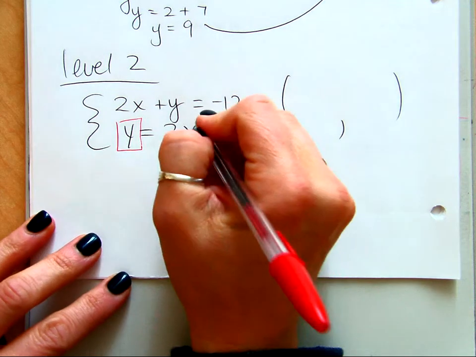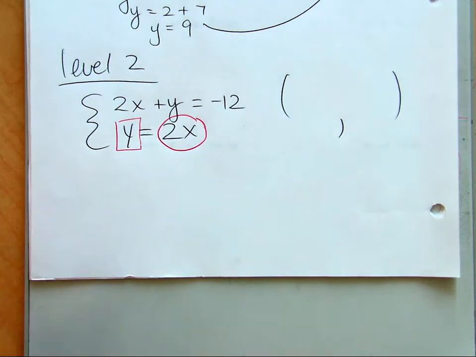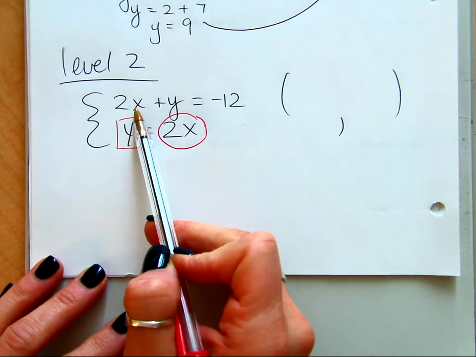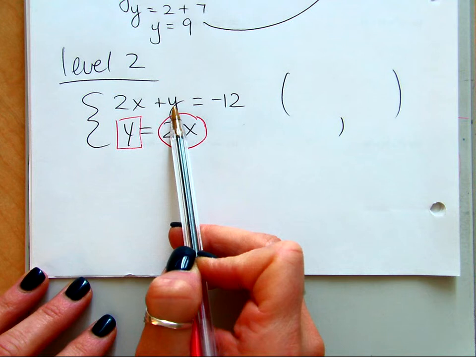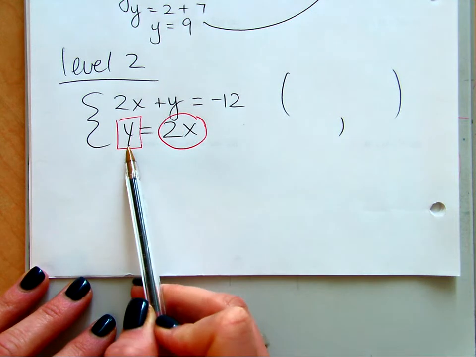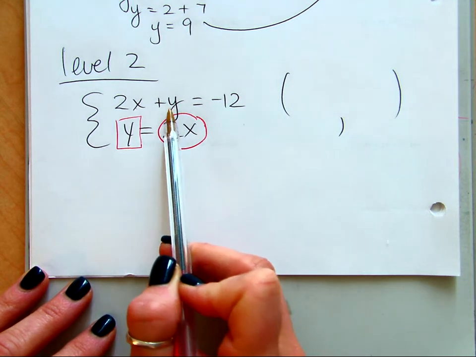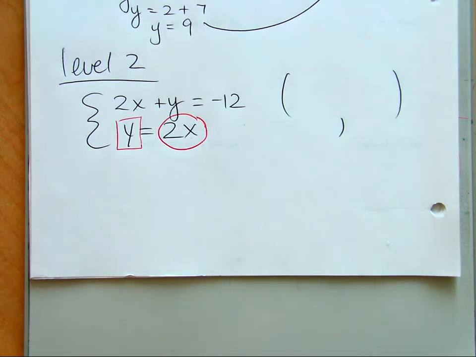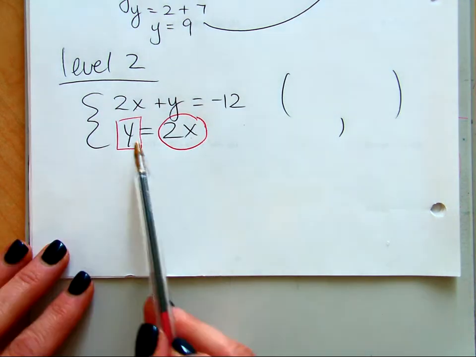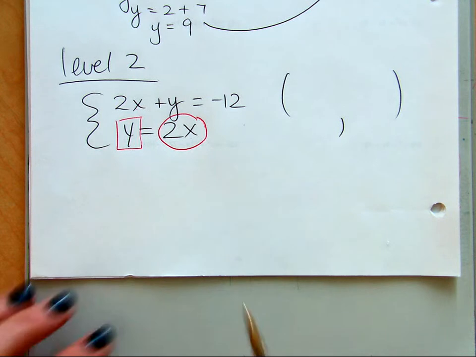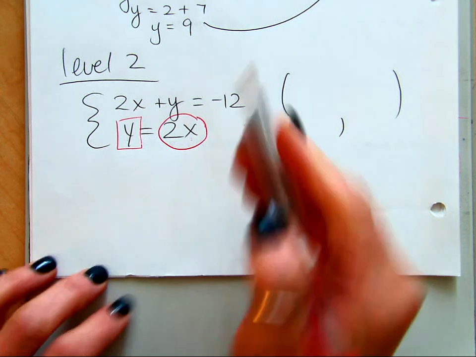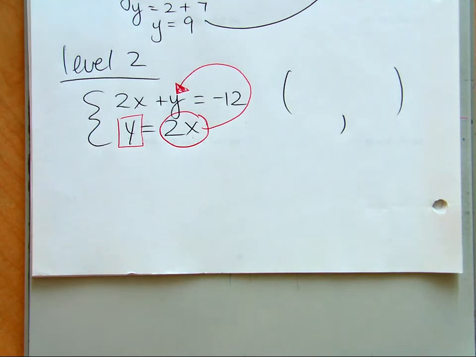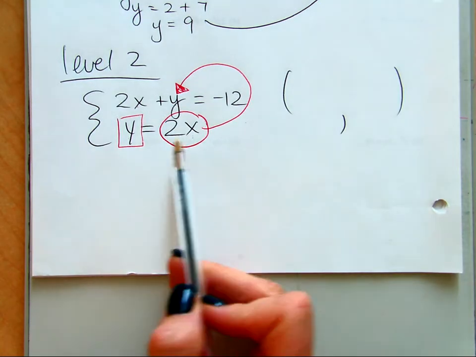So I got to do some substitution. Here's the weirdest part. Where do I put that 2x? Do I put it here or here? What is it? It's y. So I put 2x there? Yeah. You want to know the hardest part? Sometimes people are like, well, it has an x in it, so I should put it in for the x. No. Does it say x equals 2x? No. It says y is really 2x. So where does that 2x go? In for the y, in the other equation, because it is y.